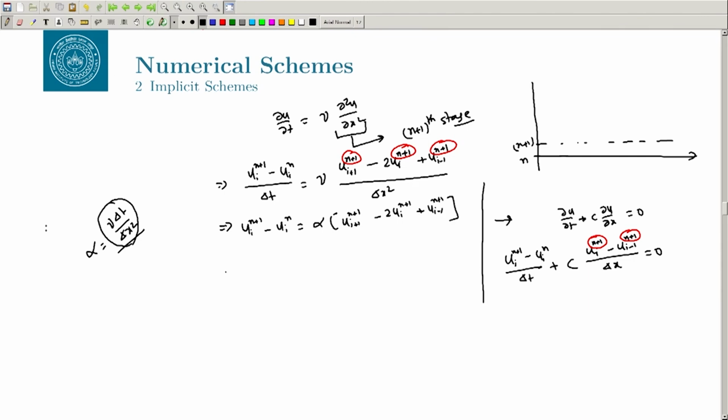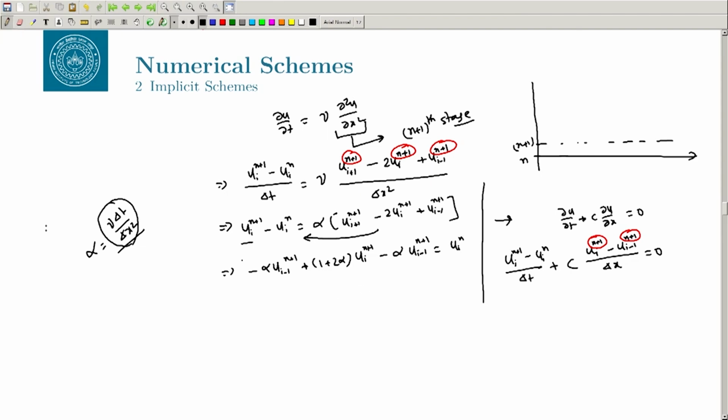Now, we will put all the n plus 1 terms on the left side and the n term on the right side. So, you can write it like minus alpha u i minus 1 n plus 1, and this will go on the left side, so this will become 2 alpha plus, and there is 1 here. So, 1 plus 2 alpha times u i n plus 1, and minus alpha u i plus 1 n plus 1, would be equal to u i n, right.